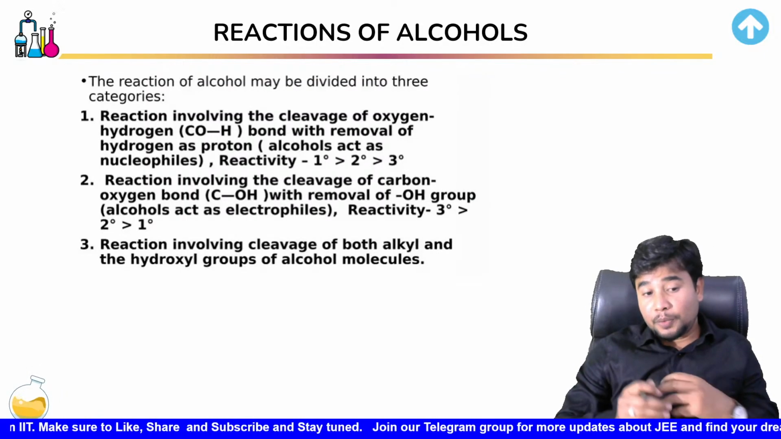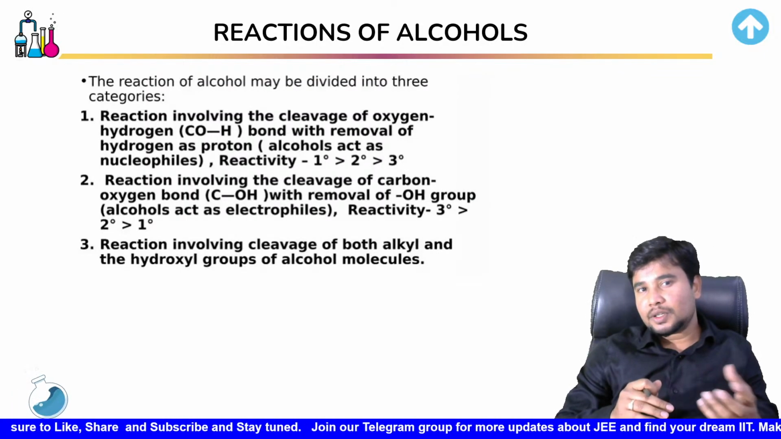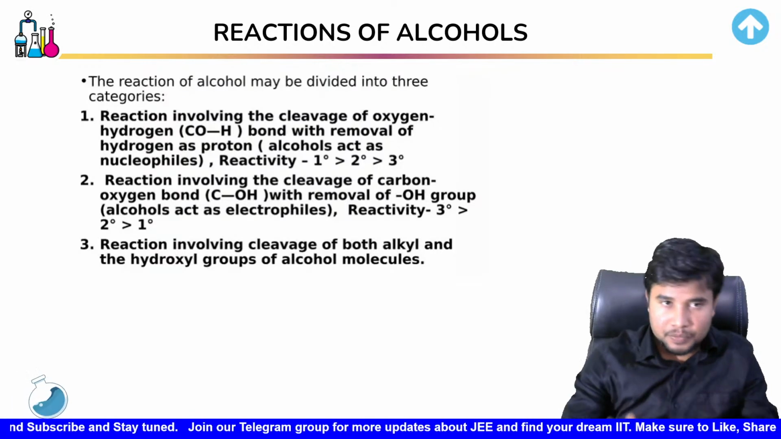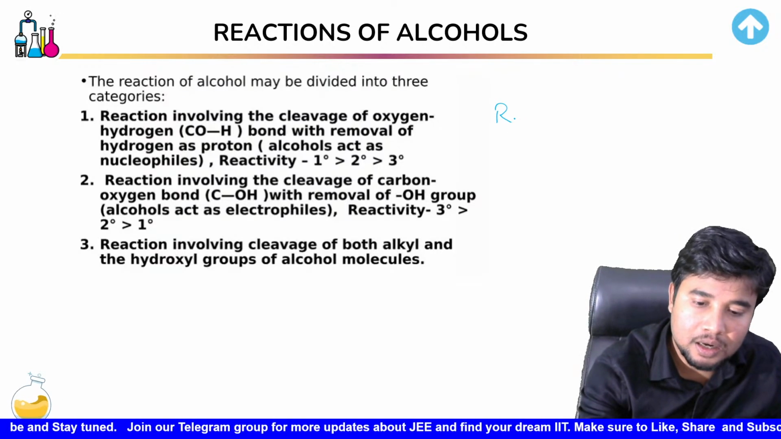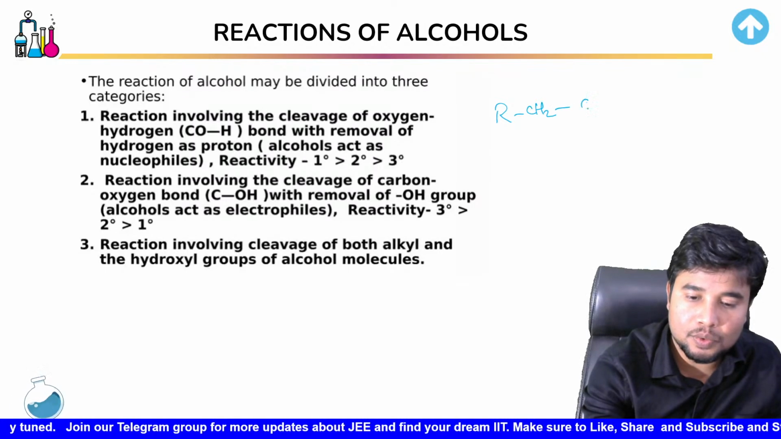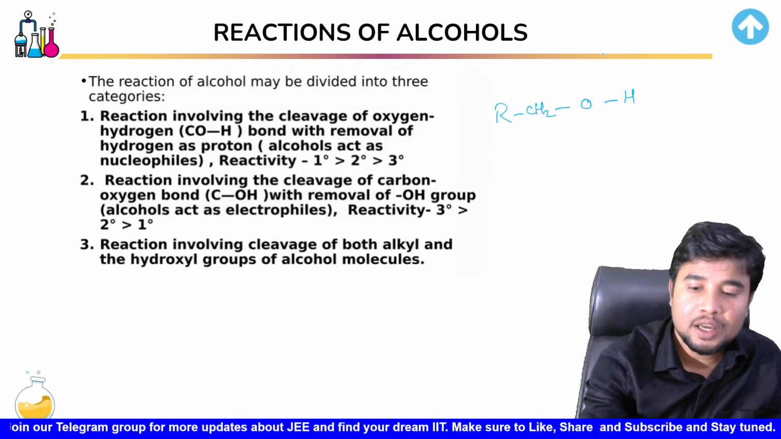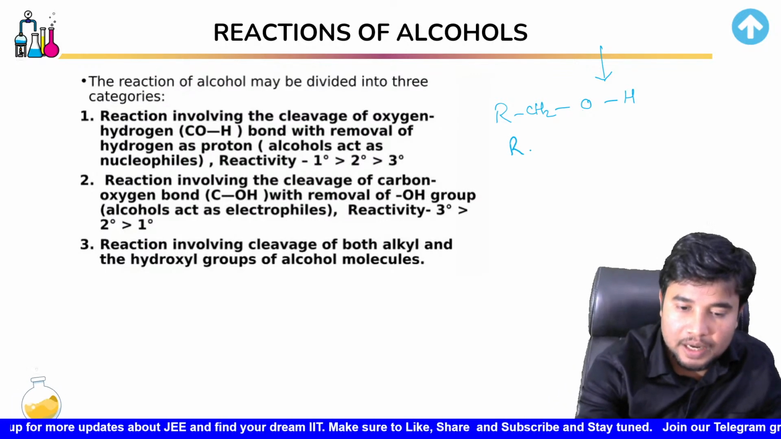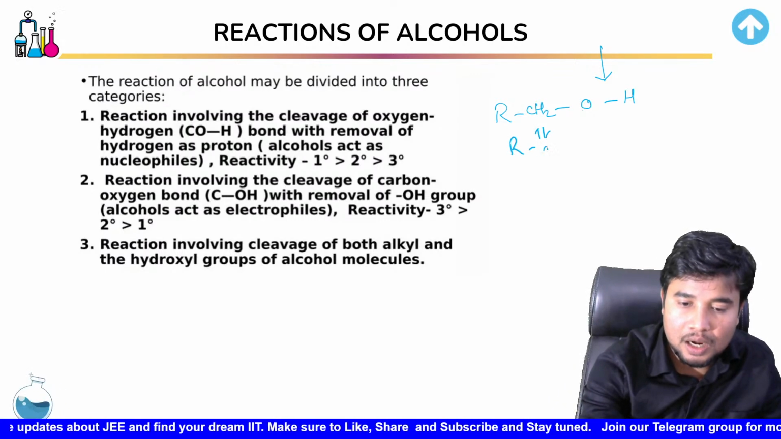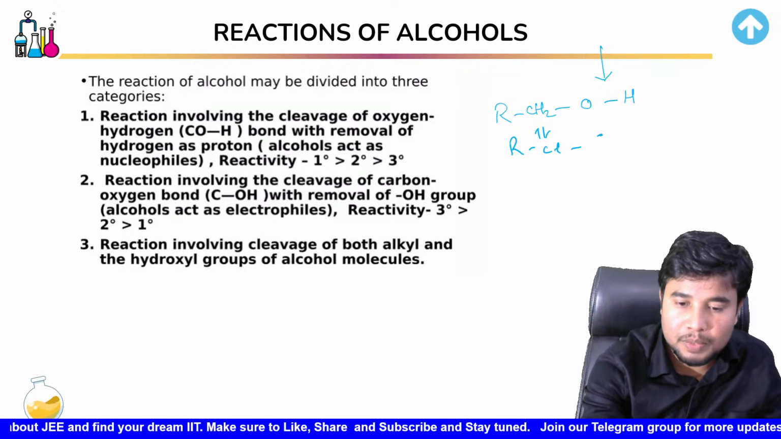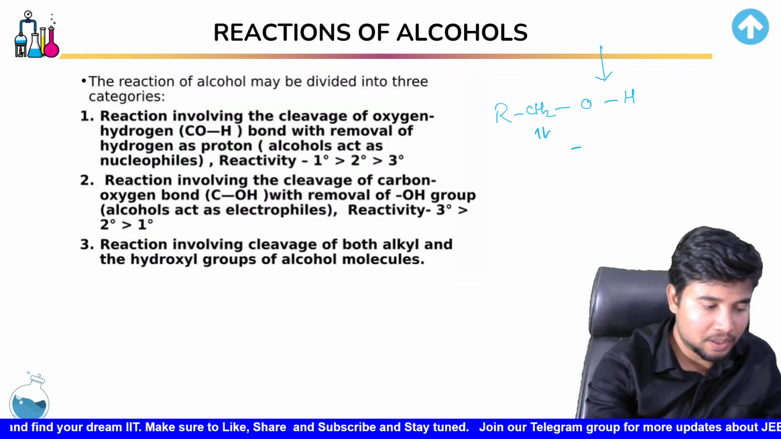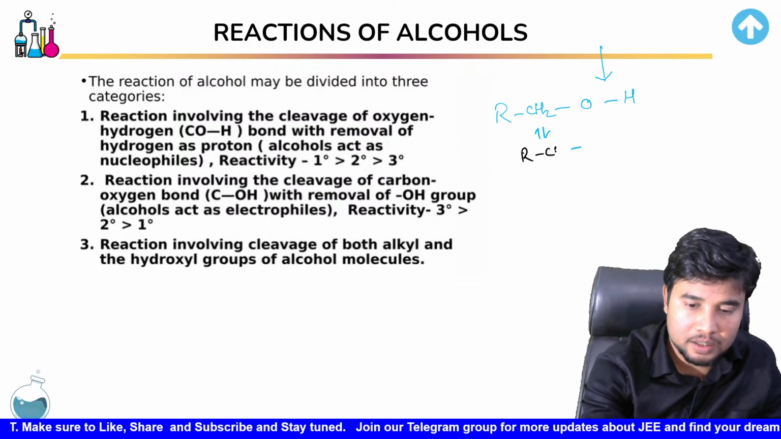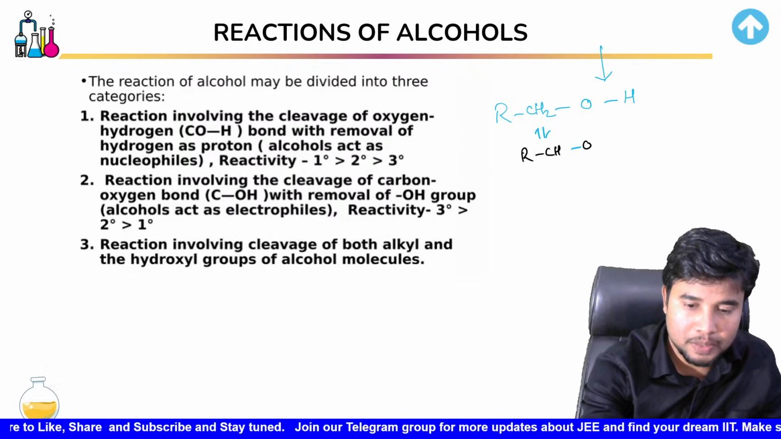Now, depending upon which bond is getting cleaved, the order of reactivity varies, children. For example, if you see RCH2OH, okay, if this bond is being cleaved, what it would end up giving you is simply RCH2O minus. Okay, I'll just draw it in black color so that it is more visible. It would give you RCH2 and O minus.